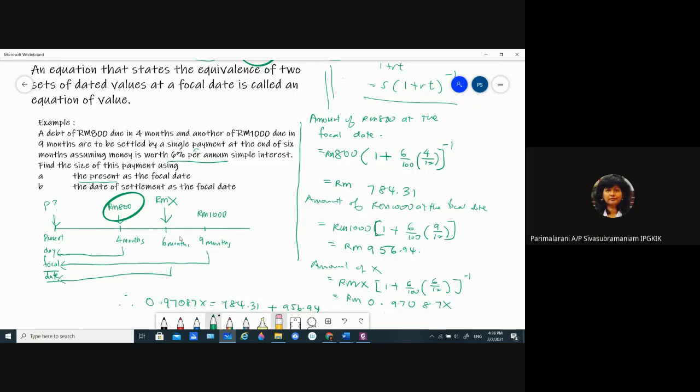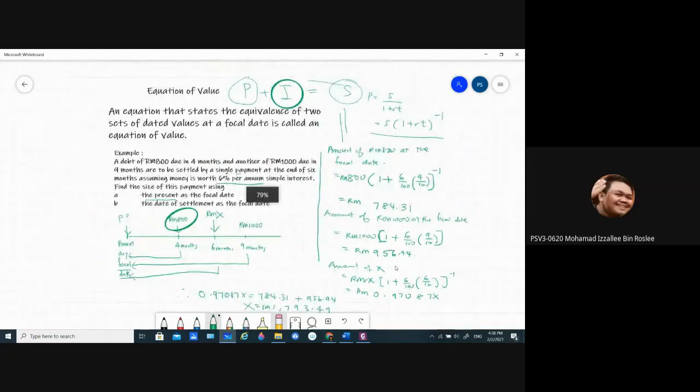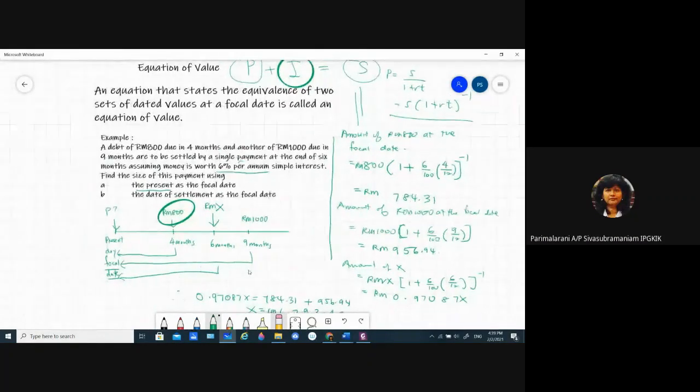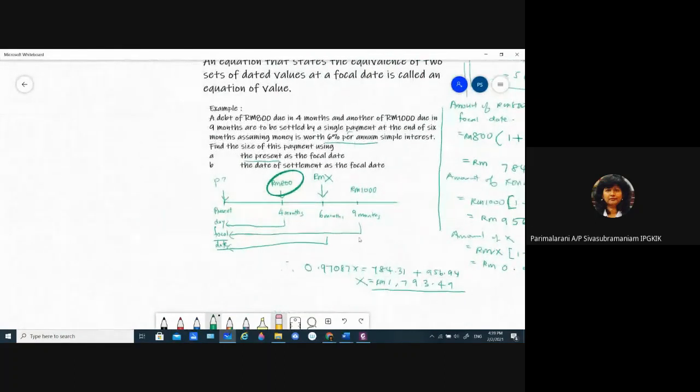Okay, you know there's part B there. You want to continue with part B? The date of settlement as the focal date? Yes. Okay, let's do part B. Because if you understand, you can tell me. So this is part B. Let's draw our number line first here, or we can use the same number line. This is the present day. This is our 800 and this is our 1000 ringgit.